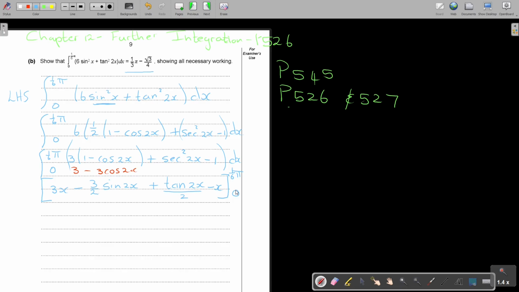Now, before I substitute, I'm going to just simplify it. So 3x minus x will be 2x. So minus, I didn't substitute yet, I'm just simplifying that little one there. So 2x minus 3 over 2 sin 2x plus a half tan 2x. Okay. And it's 1 over 6 pi, and it's 0.